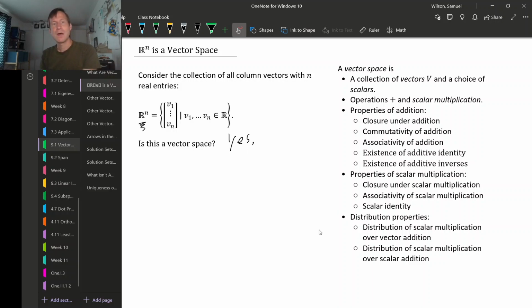But one thing you have to get out of the habit of thinking is that the term vector refers to something like this, a column or row or list of numbers. That isn't always the case. So let's look at some examples of other vector spaces.